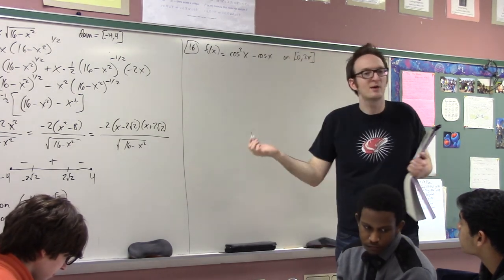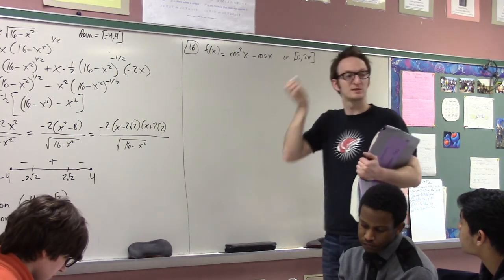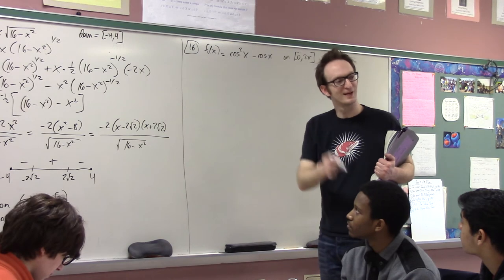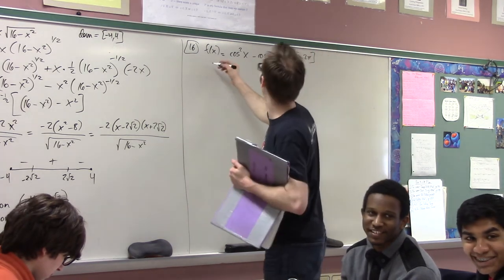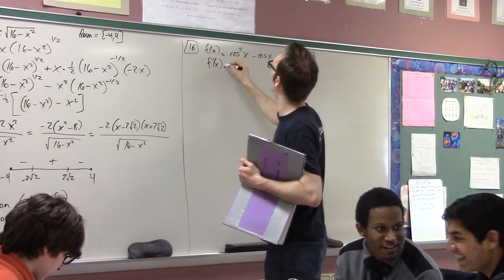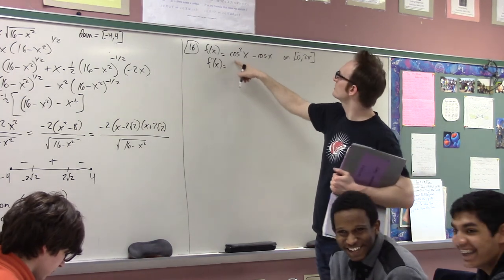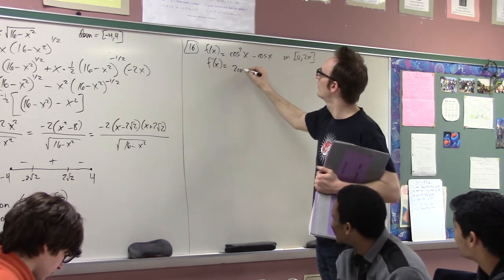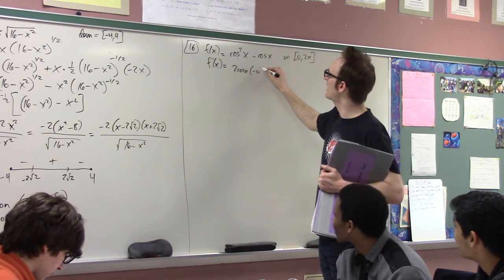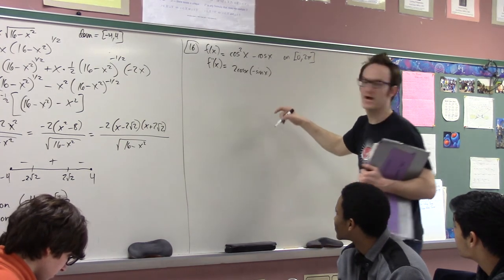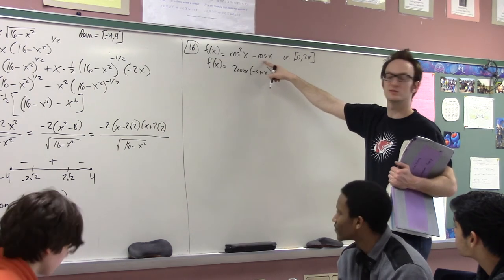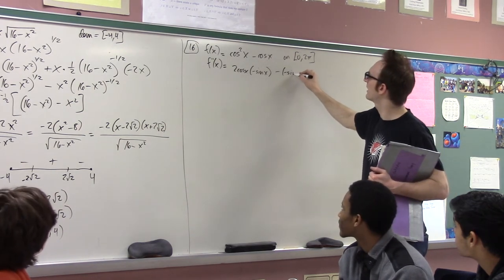All right, the calculus step is more or less trivial. It's the pre-calculus step that's hard. So, what is the derivative of this function? This is really like cosine squared, so it's going to be 2 cosine x times the derivative of cosine, which is negative sine, and then minus the derivative of cosine, which is again negative sine.